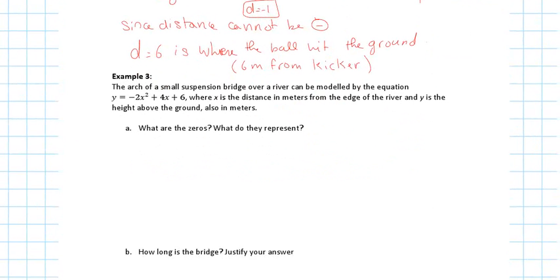Do we understand this? All right. Here's your next question. The arc of a small suspension bridge over a river can be modeled by the equation y equals negative 2x squared plus 4x plus 6, where x is the distance in meters from the edge of the river and y is the height above the ground, also in meters. So what do we have here?